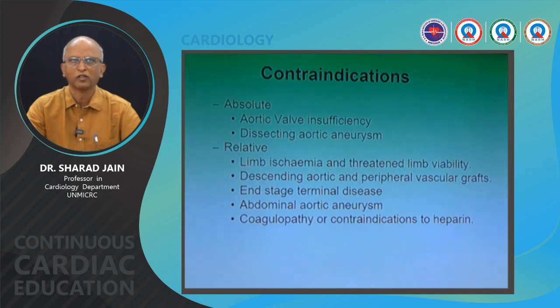Now the contraindications of use: aortic valve insufficiency, because AR is already there, so this will cause more AR. So, this is an absolute contraindication. Then the dissecting aortic aneurysm, which may extend the dissection. So, these are the absolute contraindications.